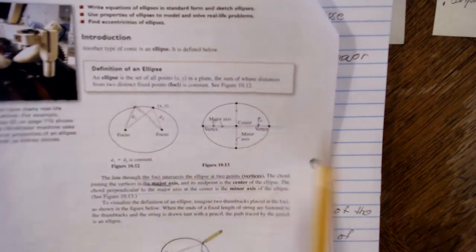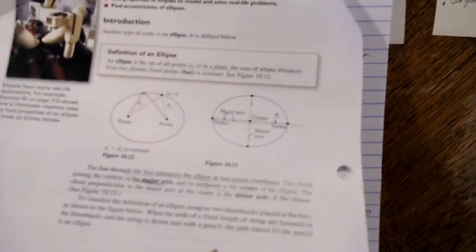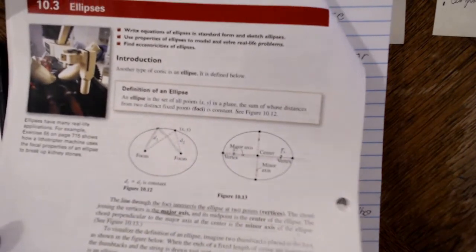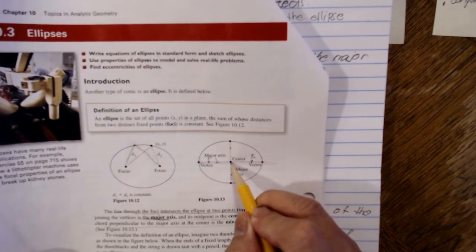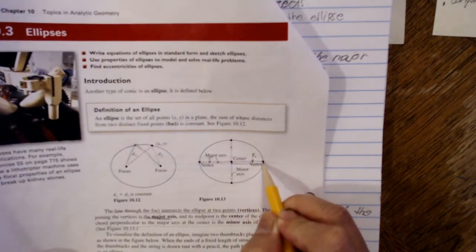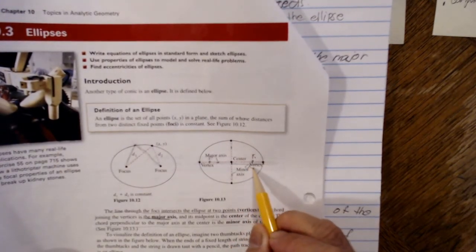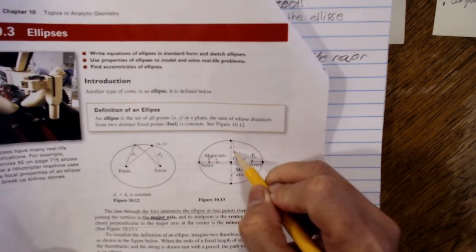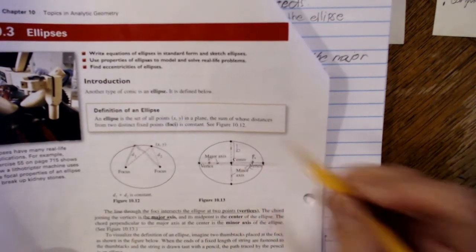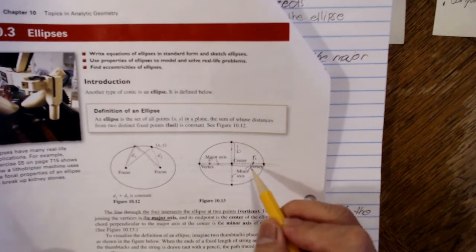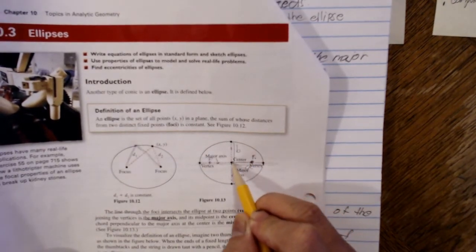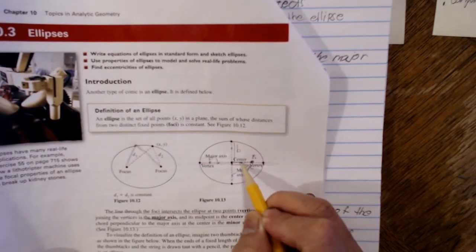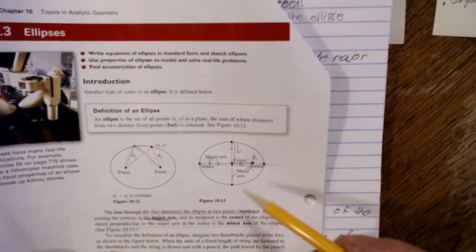Okay? And A, guys, is the distance from the center to one of the vertex. So A is from here to here. That's A. And then B is this. This is your B. And then your C is from one of the focus to the center. So this is your C. Okay, that's how you find your C.